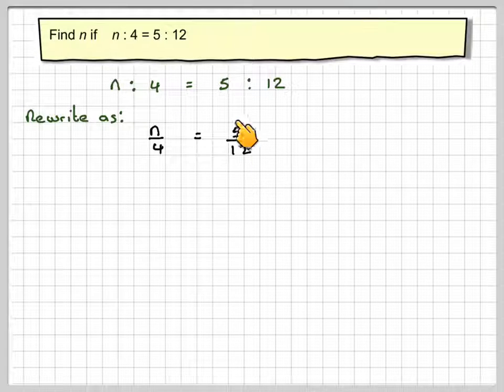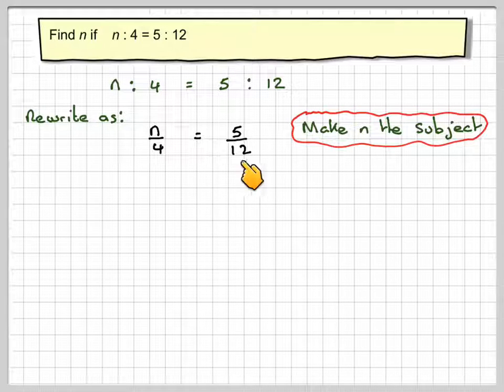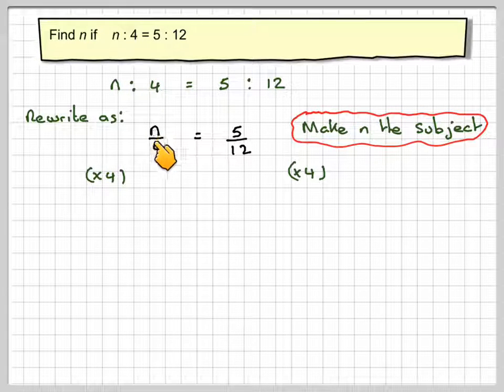And then to find n, all we need to do is rearrange this equation. So you need to make n the subject, we'll solve it. So we times both sides by 4 because we're dividing by 4. So we're going to get that n is going to be 5 times 4, which is 20, and that's going to be over 12. And we notice that 4 goes into 12 3 times and goes into 20 5 times.